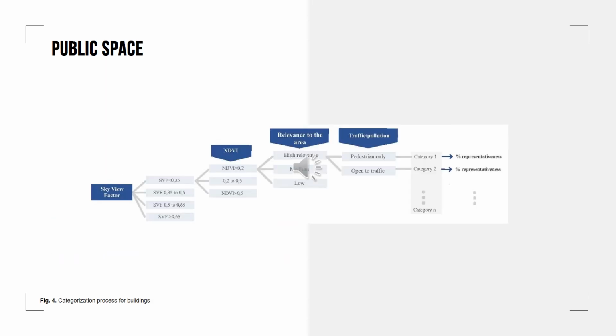For the characterization of the public space, 4 indicators were taken into consideration regarding the information available. These were the sky view factor, divided into 4 sections, then NDVI, that has 3 categories, the relevance of the space to the area, divided into 3 levels, and the amount of traffic or pollution for that street, which is divided into a pedestrian street or a street open to traffic.